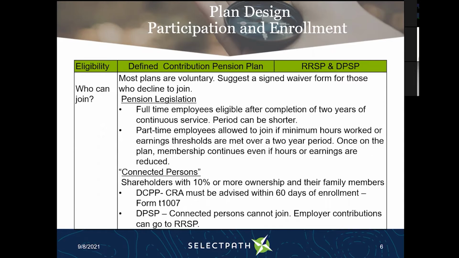Sometimes on the enrollment form from the insurance company, it will ask about connected persons, but not everybody knows what a connected person is. Another consideration is with deferred profit sharing plans, which are employer contributions only. A connected person cannot join the plan. The workaround is that the employer contributions can go to the RRSP for that person.